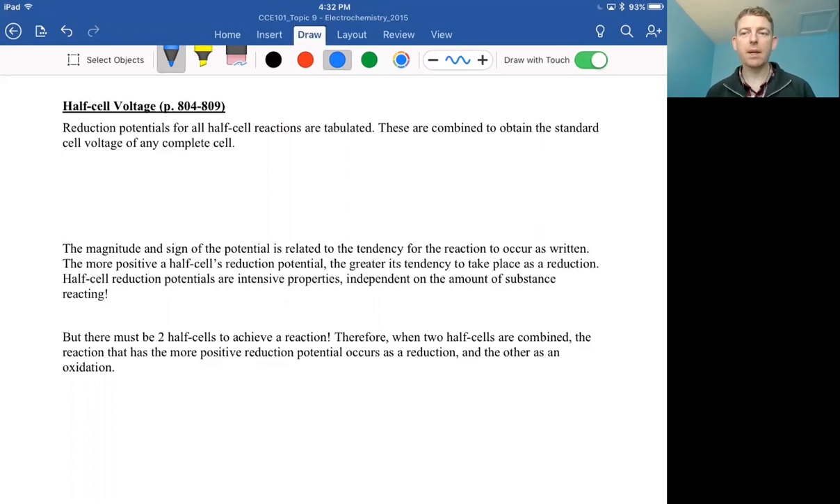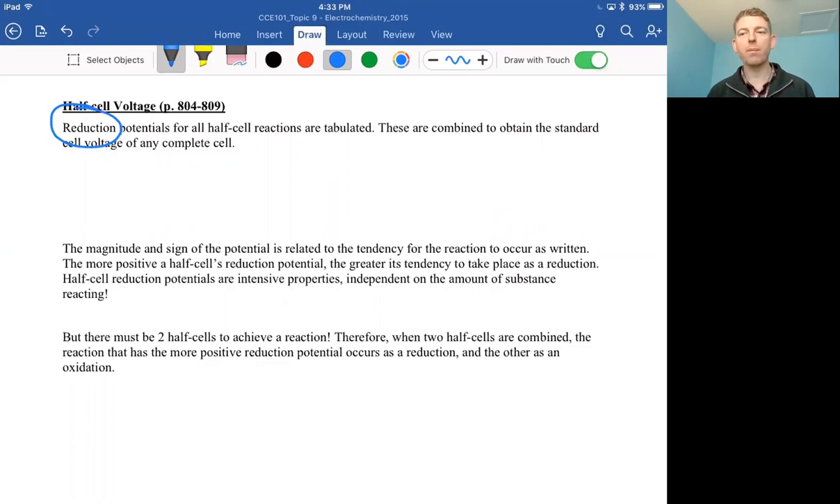So instead of thinking about, well, is this reaction going to be the reduction or the oxidation half? All of these tabulated values are for the reduction potential of any half cell reaction that you might look at. These can then be combined to obtain a standard cell voltage. And we're going to get to how that looks.